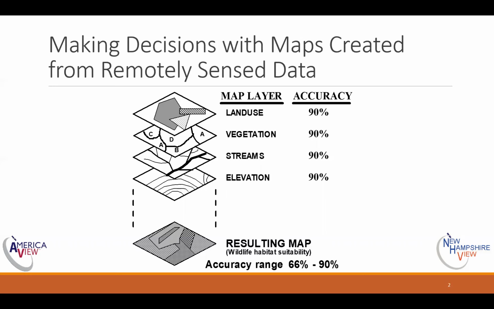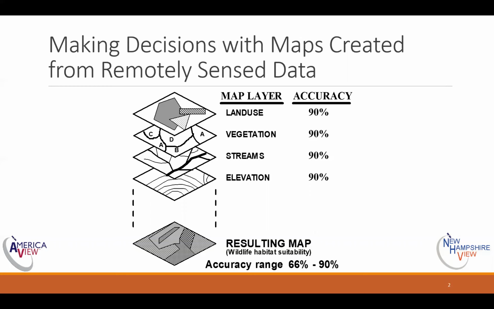Okay, so we know that the accuracy is somewhere between 66 and 90% for our wildlife habitat suitability map. But that's not very encouraging. That's a pretty big range. And think about it some more. If we add another layer, a 5th layer, that's 90% accurate, we know that our accuracy range will actually increase. The 66% will go down closer to 58% or something like that. Okay, so it's just eye-opening to kind of think about that.